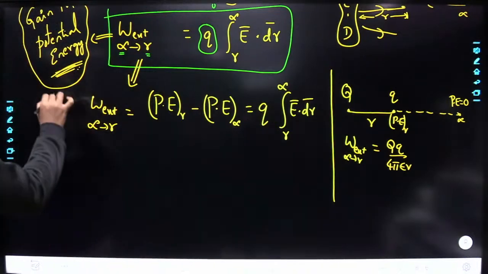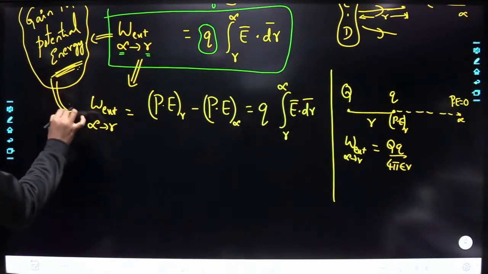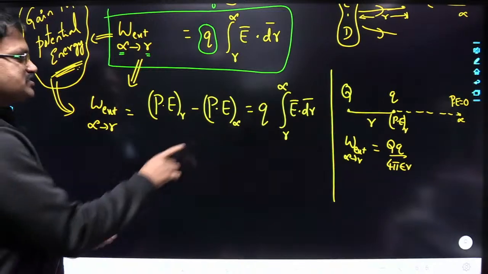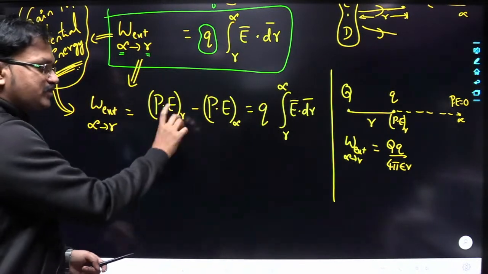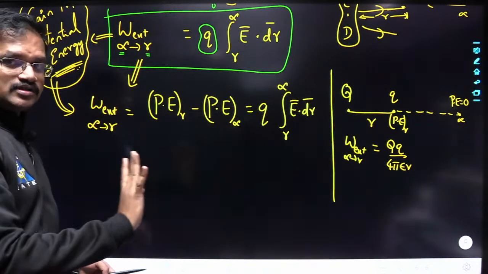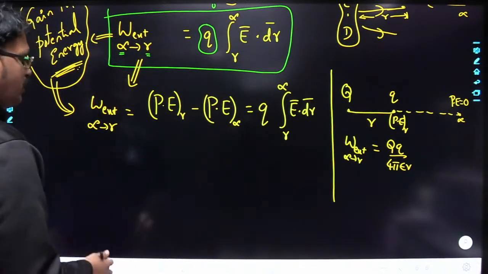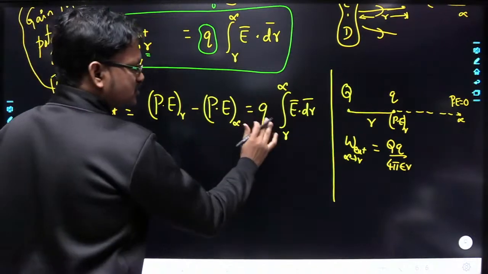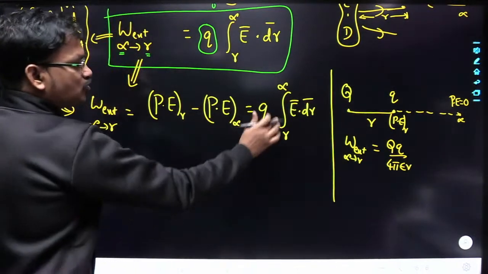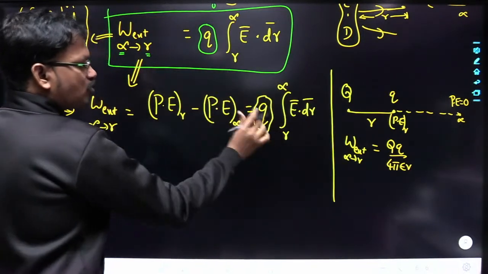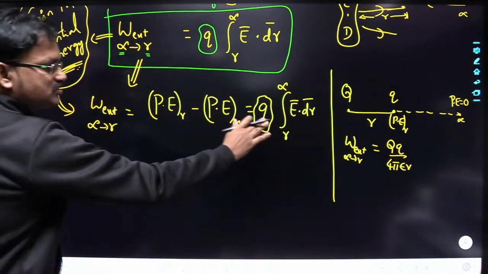We always call this the gain in potential energy. If this difference is positive, then we say gain. If this difference is negative, then we say loss. So this is the work done in order to move the charge from infinity to R. To take Q amount of charge from infinity to R, this is the work done.